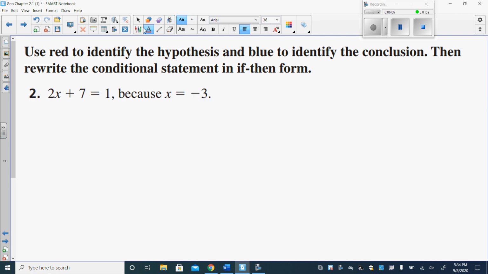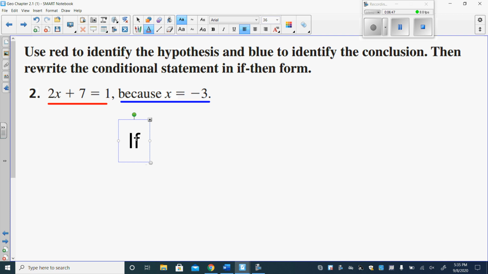So we want to identify our hypothesis and our conclusion. So we have 2x plus 7 equals 1 because x is equal to negative 3. So this here, "because," is really identifying our conclusion. So if this, then that. This starts, then this proves it. Because is a reasoning statement, so it's our conclusion. Because is a way to identify the conclusion. So because gives us the conclusion, which means 2x plus 7 equals 1 is our hypothesis.